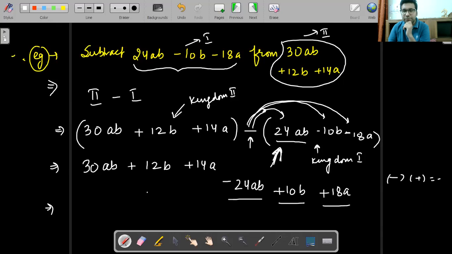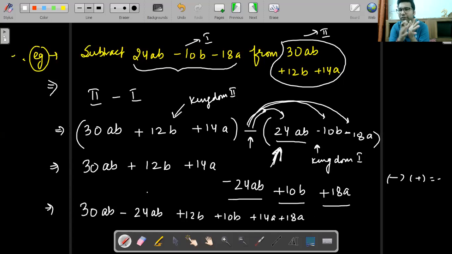Is this clear? Now we just need to write the like terms together. We have 30ab minus 24ab. They are like terms. Then we have 12b plus 10b plus 14a plus 18a. So what I have done is I have written all the like terms together, and now you can solve them.